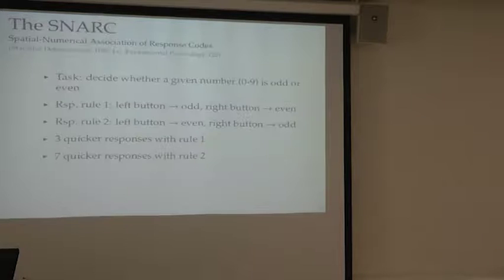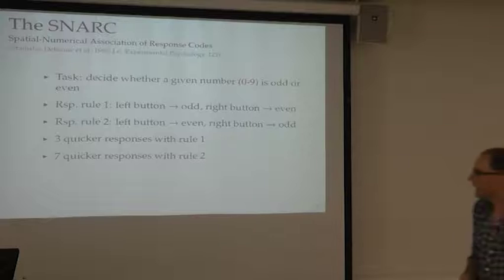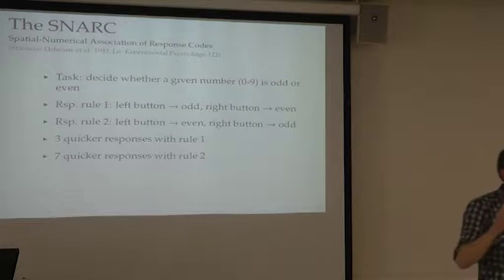Yeah. Okay. So let's look at something that might tell us a little bit more about the relation between space and quantity. This is the SNARC with a C. SNARC stands for Spatial Numerical Association of Response Codes, and it was studied extensively in the 90s by Stanislas Dehaene, a French cognitive psychologist. And what he did was this. So he had a fairly simple experiment. So the experiment was like this.